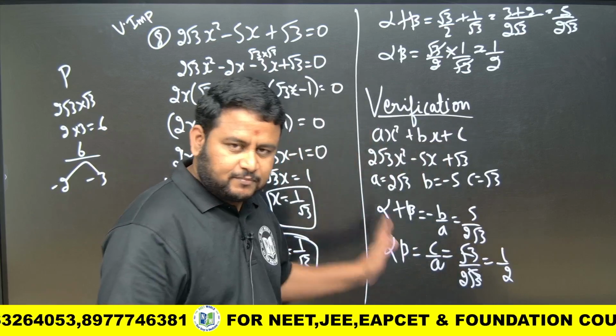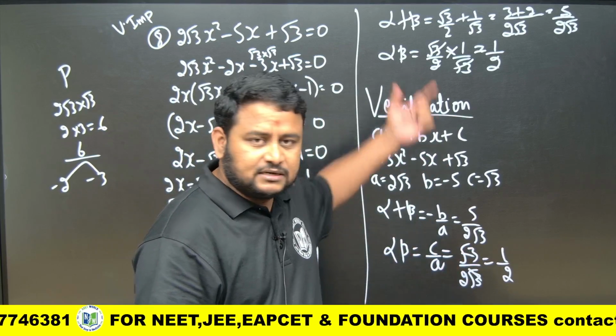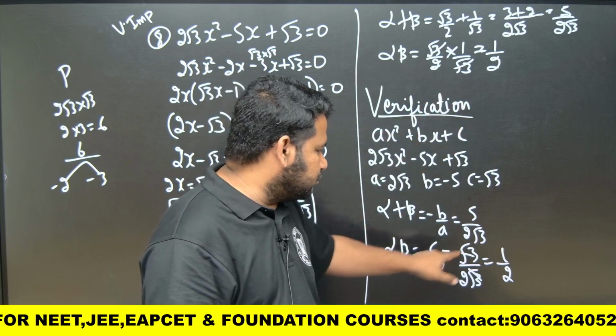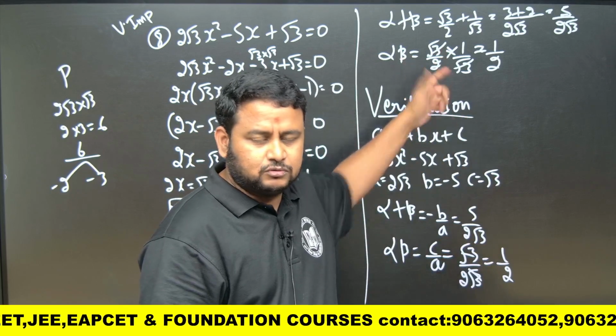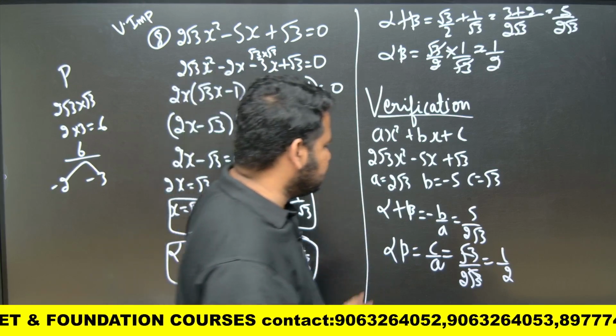So by the formula method, alpha into beta, that is c by a, is what? 1 by root 3, and by the direct method, it is what? 1 by 2. Okay, not 1 by root 3, this will be 1 by 2, there it is 1 by 2. So we got the same values, hence it is verified. Got it? Let us move to the next question, friends.